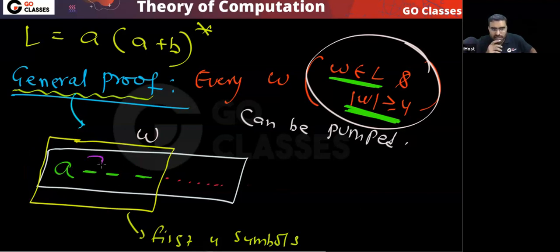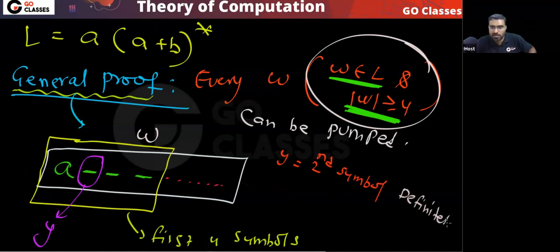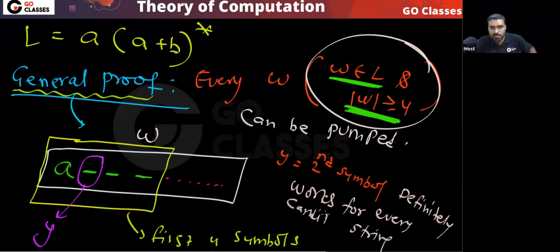I guarantee that this second symbol, this y, will definitely work. Do you agree with me? You can easily notice that y equal to the second symbol definitely works for every string. This second symbol can be A, this second symbol can be B, I don't care. But this works for every candidate string. Is this clear? Did you understand?